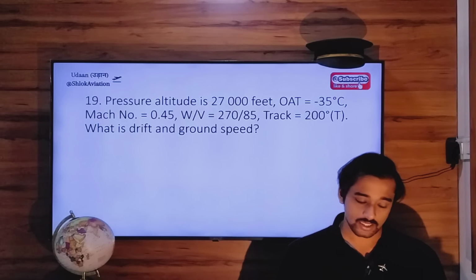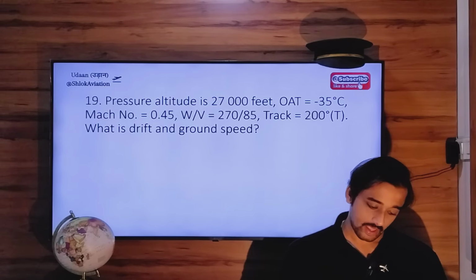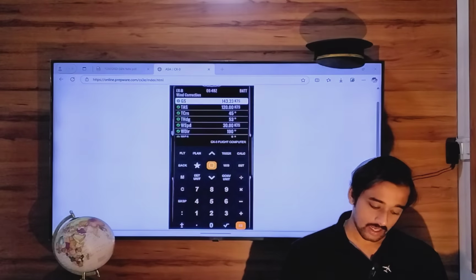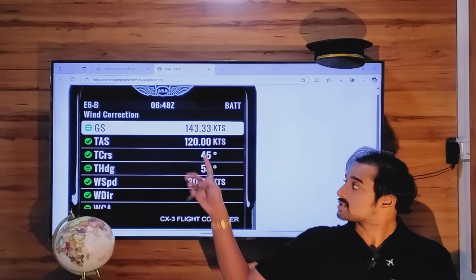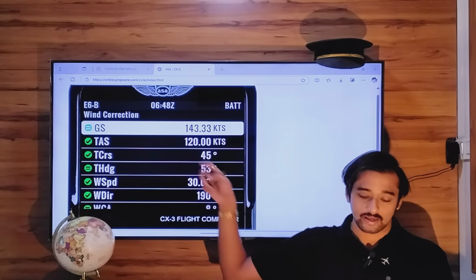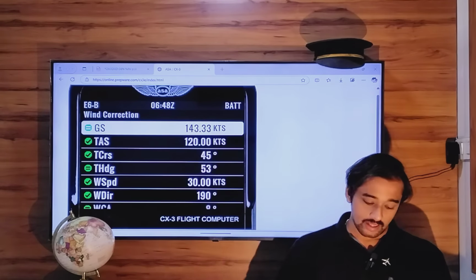So let's use CX3 to find out drift and ground speed. But in CX3 you will have to put the value of TAS in order to find ground speed. Now in this question, TAS is not given to you directly, but they have given a Mach number and extra information like pressure altitude and outside air temperature.